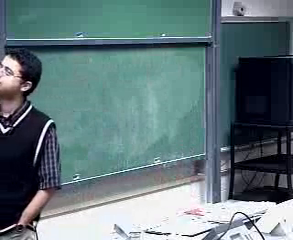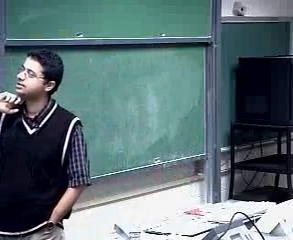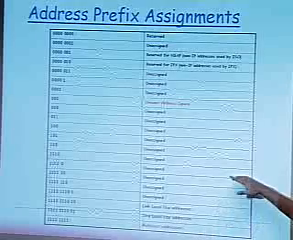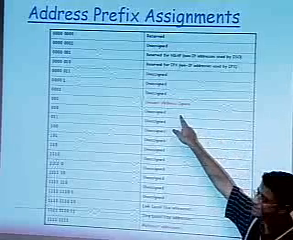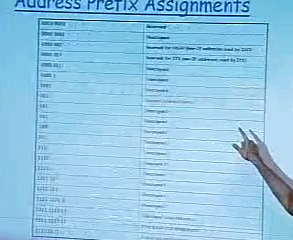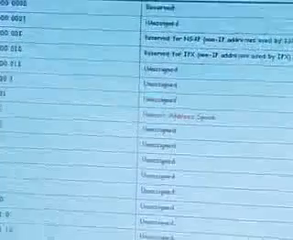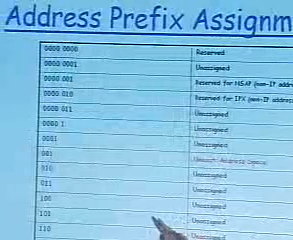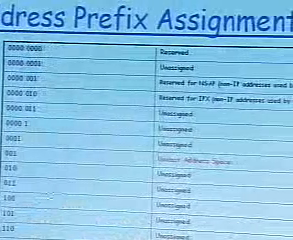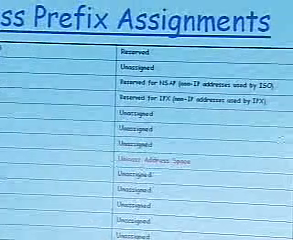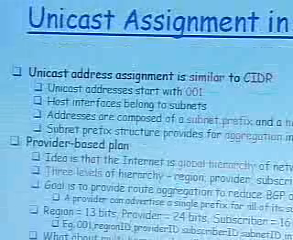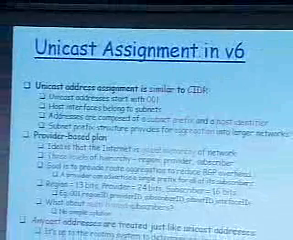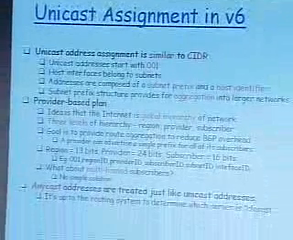So the address prefixes look something like this. The important thing to note here is the unicast address space. Every unicast address on IPv6 will have the prefix 001. And then the addressing is similar to CIDR.